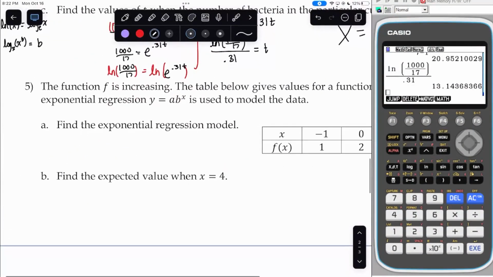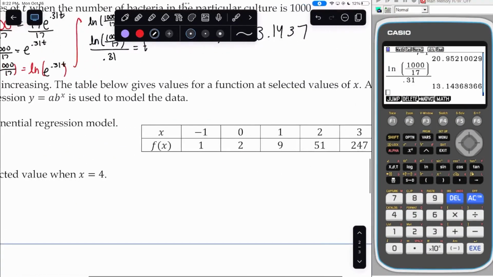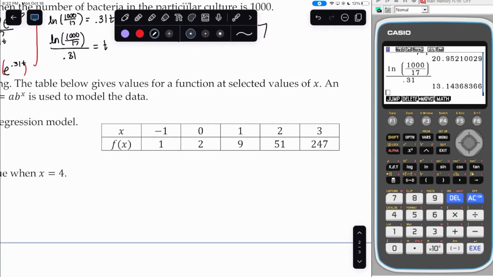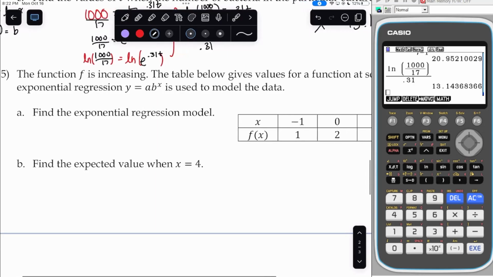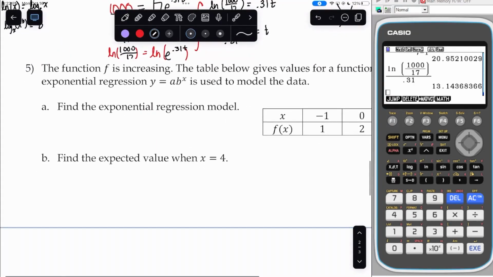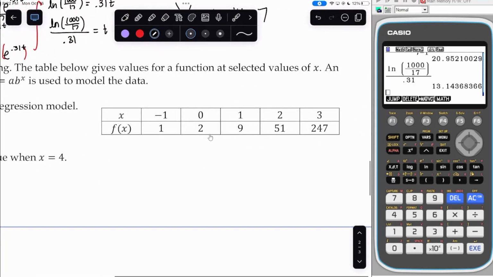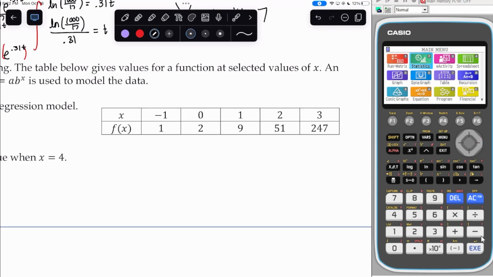All right, the function f is increasing. The table below gives values for a function with selected values of x, and an exponential regression y equals ab to the power of x is used to model the data. Find the exponential regression model. So at this point, we just need to plug this table of values into our calculator and do a regression. So this one should feel pretty familiar.